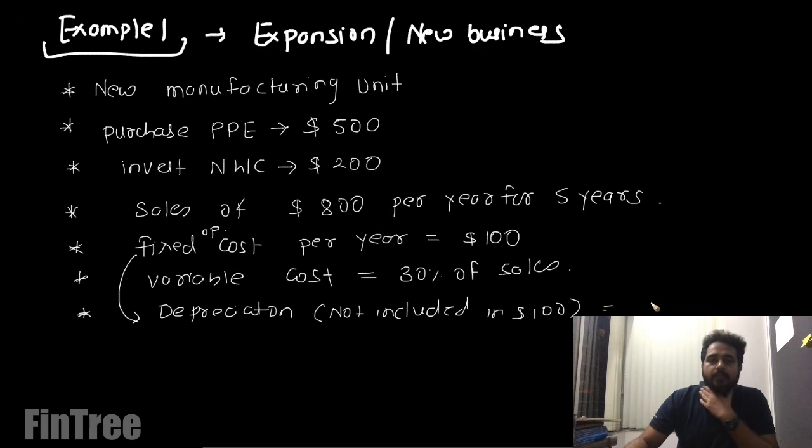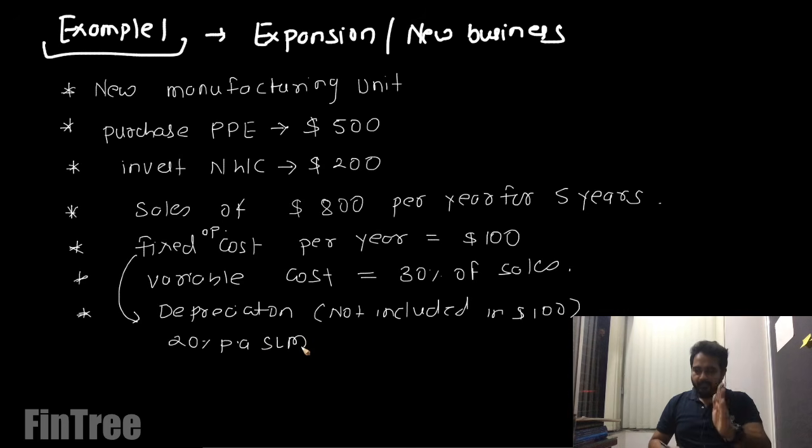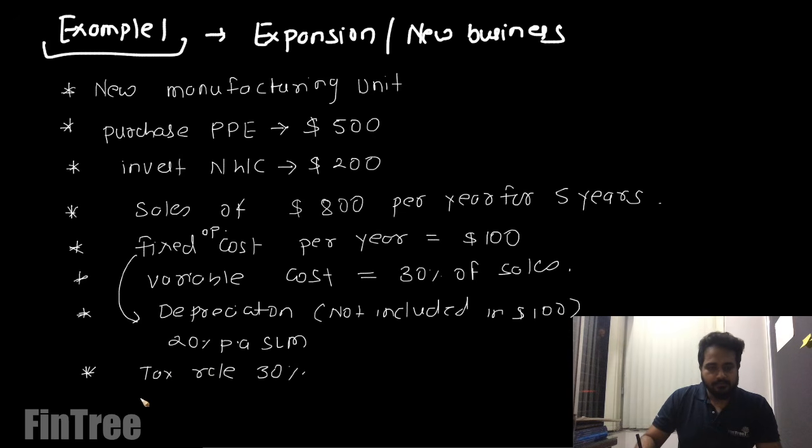So depreciation would be 20% per annum, on a straight line method. Straight line method means every year you charge a constant depreciation. Okay. Tax rate is 30%. Project life is 5 years.